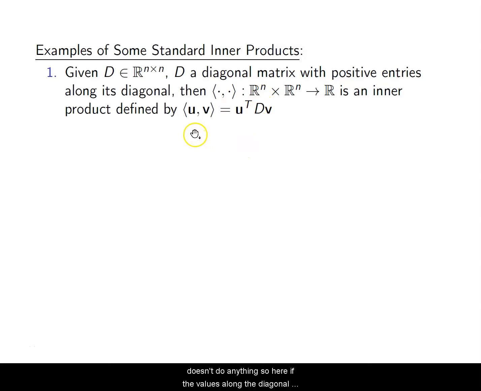So here, if the values along the diagonal are not all 1, then we call this the weighted dot product. Okay, so that's what this is. It's a weighted dot product. And the weights are determined by the diagonals of this diagonal matrix D. Okay, so when this diagonal matrix is the identity, it doesn't even matter if I put it here or not, because it doesn't do anything, right? The weights are evenly distributed across each term that you're adding against. Here with the weighted dot product, you're putting weights differently across the terms that you're adding together.